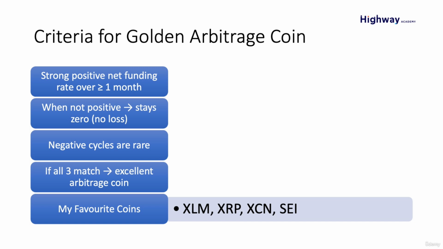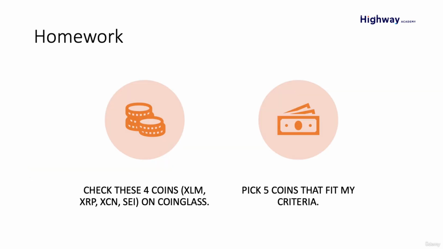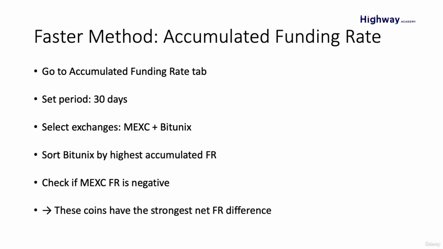Now, let me tell you some of my favorite coins. They are XLM, XRP, XCN, SEI. Pause the video and check these 4 coins. Are they matched with my criteria? Can you try to find out other coins that meet these criteria as well? Okay, let's get back to our lesson.